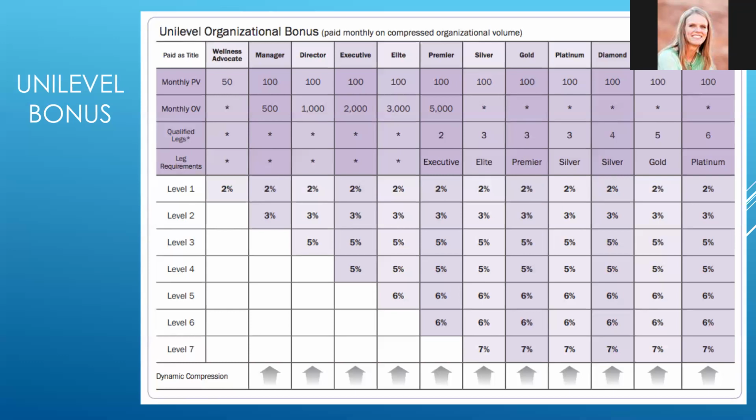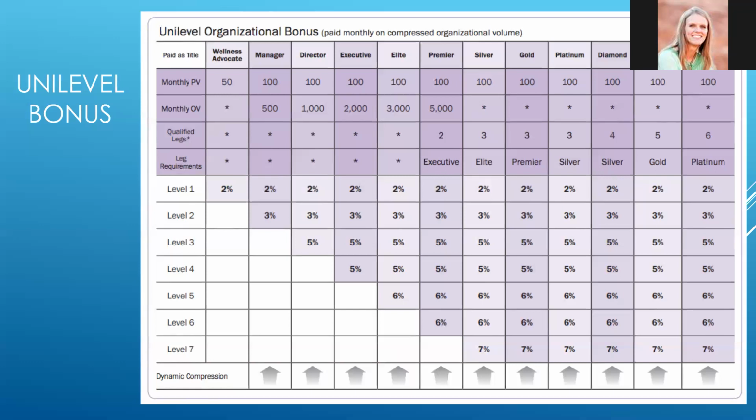Gold, you have to have 3 Premiers. Platinums, you need 3 Silvers. Diamond, you need 4 Silvers. Blue Diamond is 5 Golds, and then Presidential Diamond is 6 Platinums. So when you start getting up into that Silver, Gold, Platinum, and above range, that is where your levels will really start to grow, because you have a good amount of people on your team by then, and you're getting paid a higher percentage on the levels down where you have the most people.